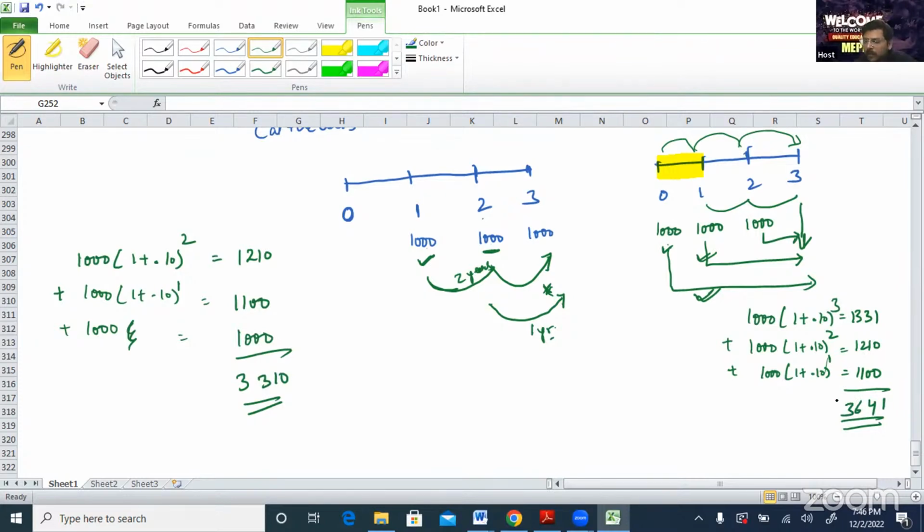3641. So 1331 plus 1210 plus 1100. So 3641, yes. So it means timing also matters. Whether you are putting that money at the beginning or at the end of the period. So you can see there is one additional compounding in every cash flow.